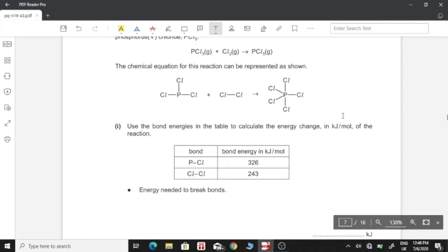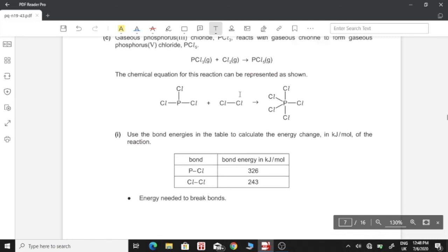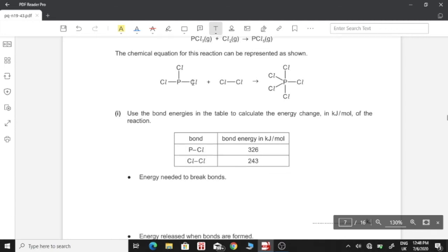To start off, we're going to have to calculate the energy needed to break bonds. On the reactant side, we're breaking bonds, which needs energy. So let's calculate the energy needed over here. We have 3 bonds between phosphorus and chlorine atoms, and this is the energy for each one of these bonds, and we have only 1 bond between 2 chlorine atoms.